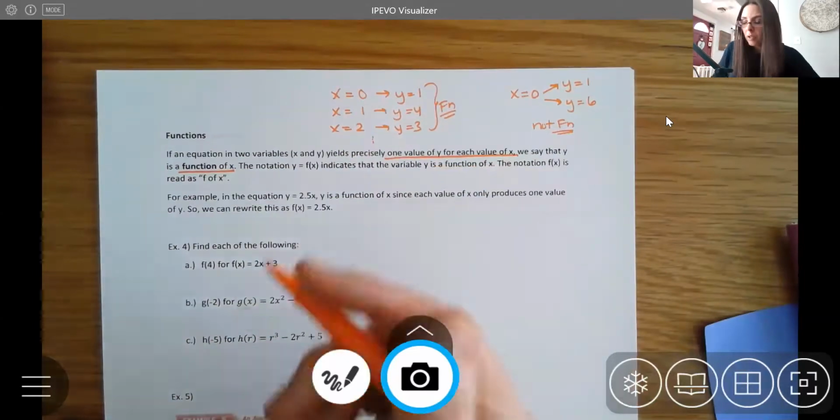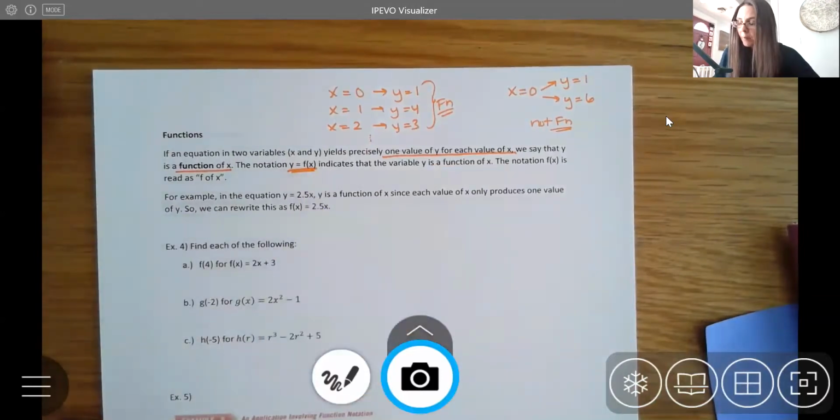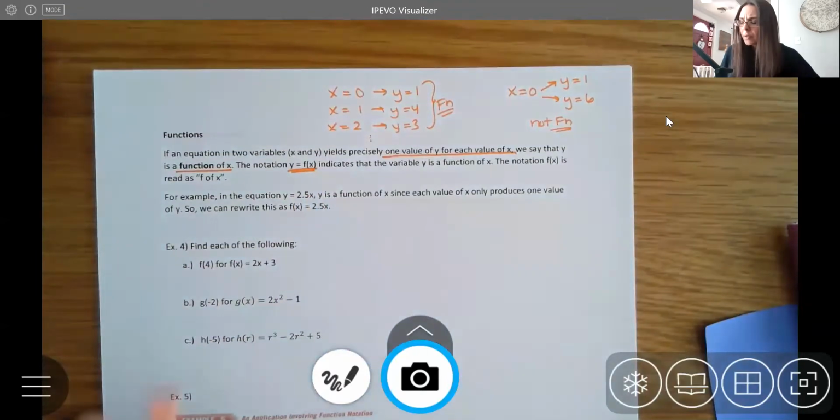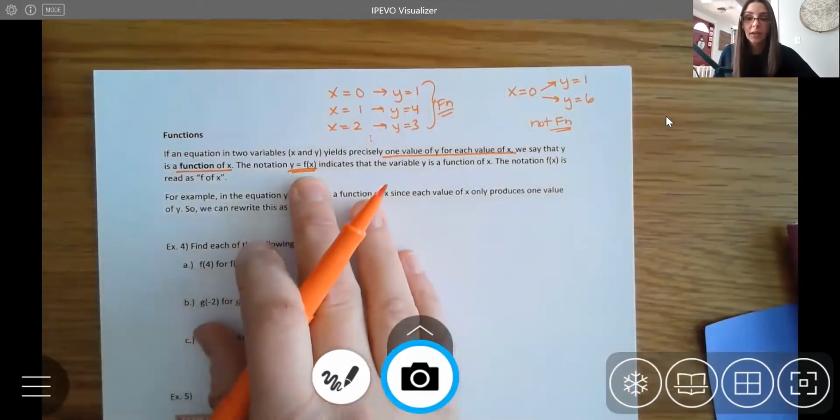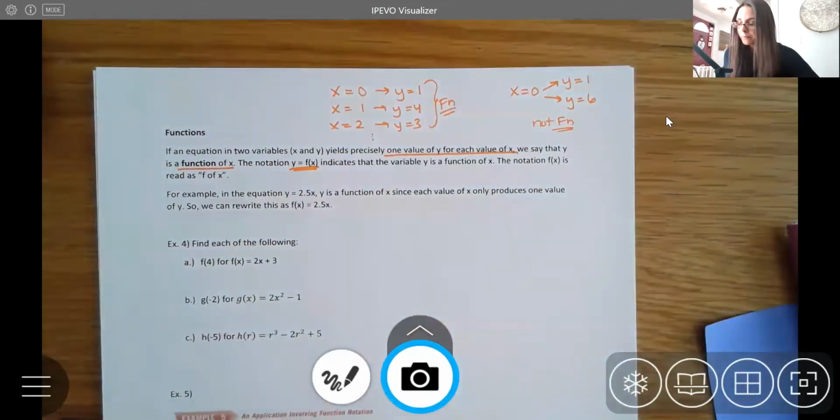When we have a function, what we do is we use what's called function notation. So instead of writing the y as our variable, we'll switch to this f of x notation, which basically just tells the reader that this is a function. So it kind of just lets you know that it's an easier thing to work with, right? When you plug in a value, you're just going to get one value out.